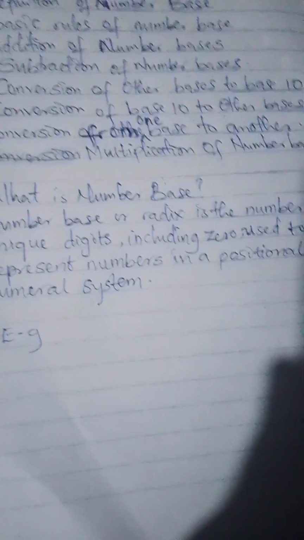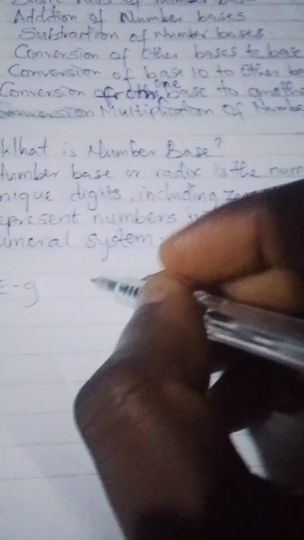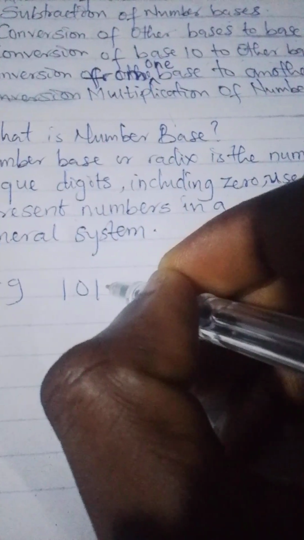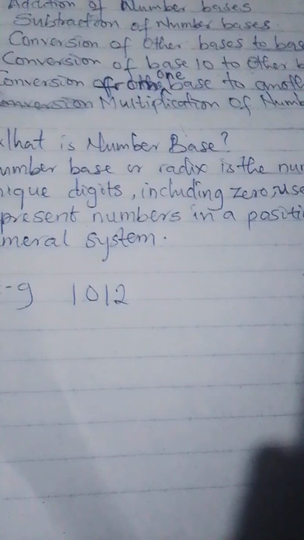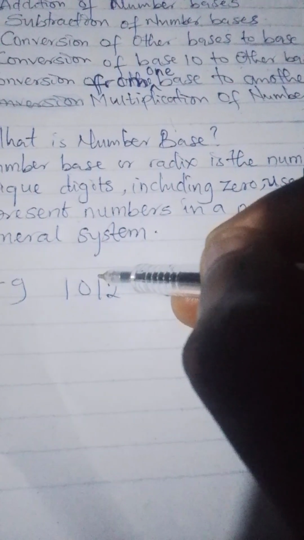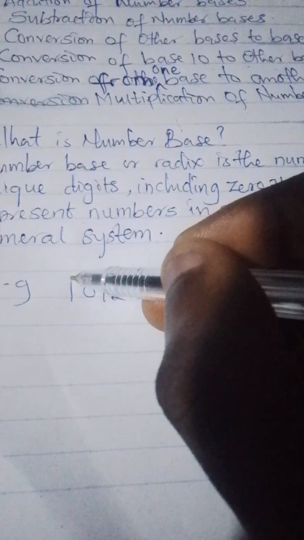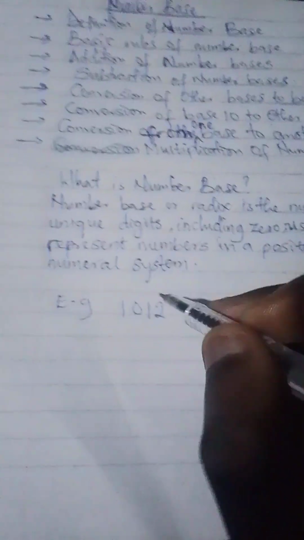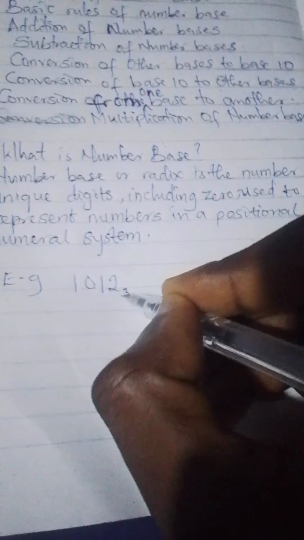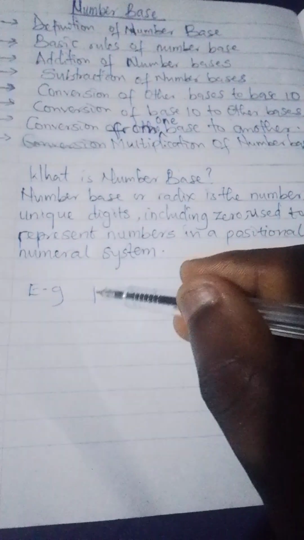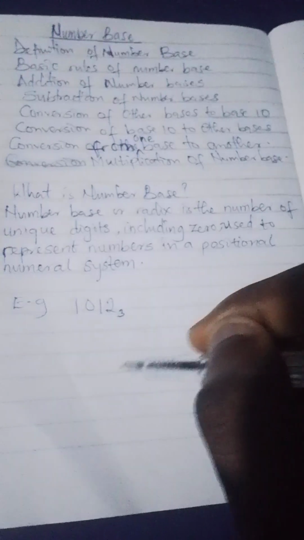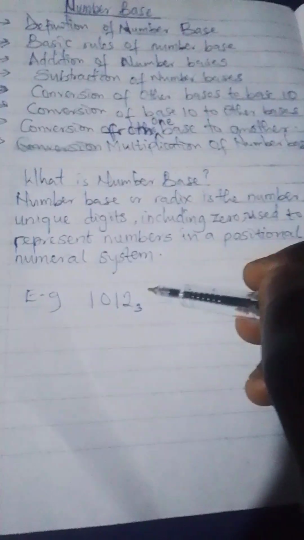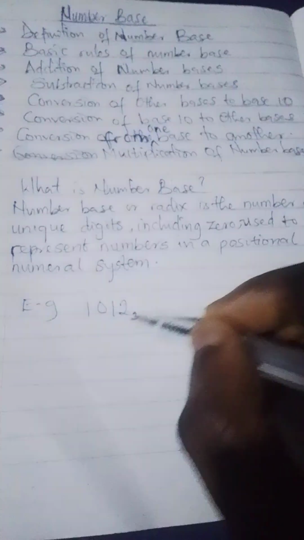Every position of numbers has a place value. For example, if we have 1012, like our normal place value, 2 is the unit, 1 is the tens, 0 is the hundred, and 1 again is the thousand. But we want to restrict the numbers by putting a base. Maybe if I add base 3, we restrict the numbers to be within 0 to 2. You understand? So this is a base 3 number base.